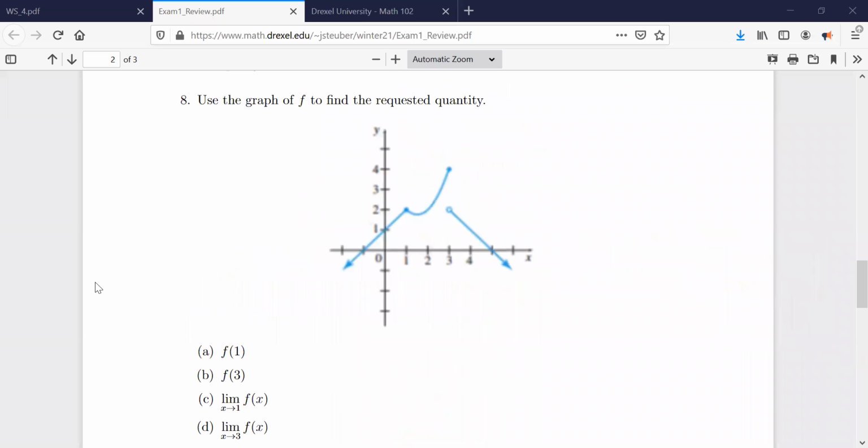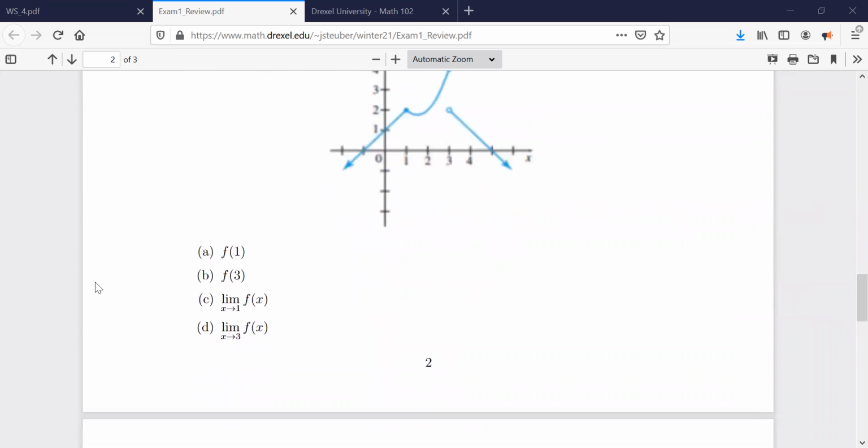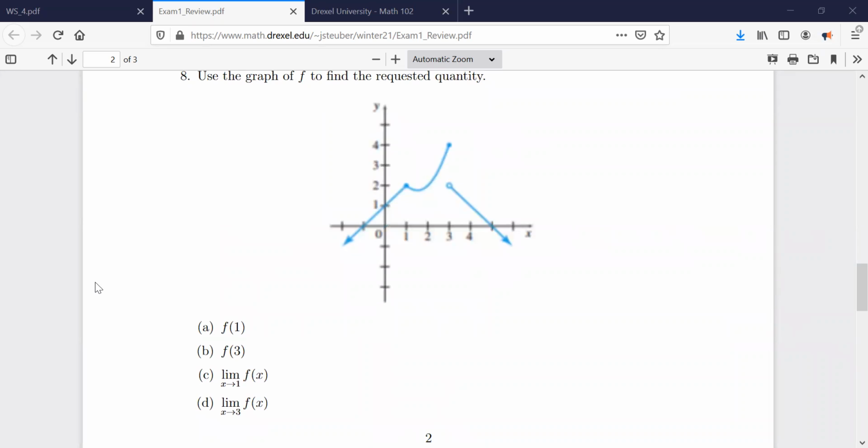So use the graph of f to find the requested values. So f of 1, I scroll over to the value 1 and then up, and I see that it is equal to 2. Similarly with f of 3, I go over and then up and I see that this is equal to 4. Then the limit is a little more complicated, but as I'm going from the right-hand side, it's approaching 2, and also from the left-hand side, it's approaching 2. So it's equal to 2.